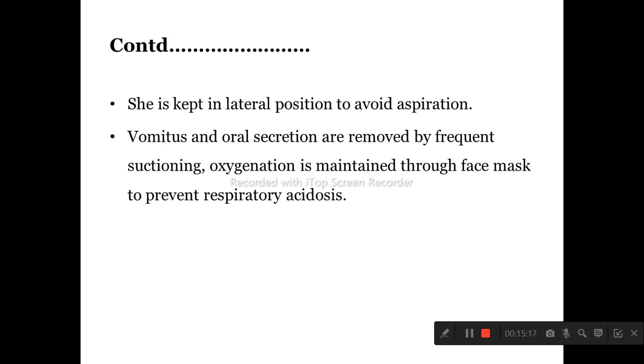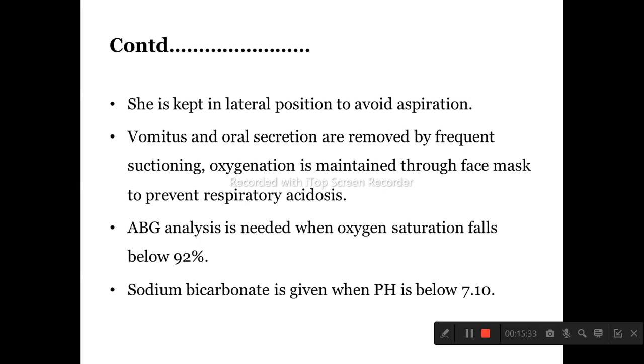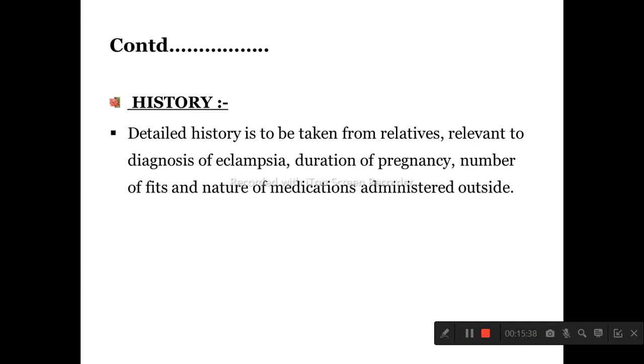Vomitus and oral secretions are removed by frequent suctioning. Oxygen is maintained through face mask to prevent respiratory acidosis. Then next, ABG analysis is needed when oxygen saturation falls below 92%. Sodium bicarbonate is given when pH is below 7.10. Then next is history. A detailed history is to be taken from relatives regarding diagnosed eclampsia during the pregnancy, number of fits, and nature of medication administered outside.